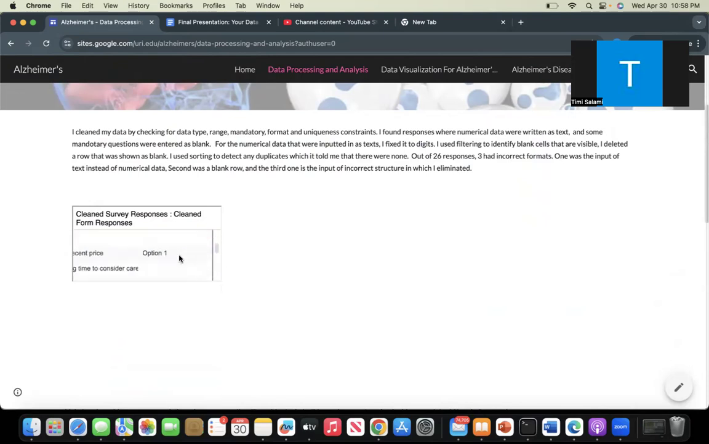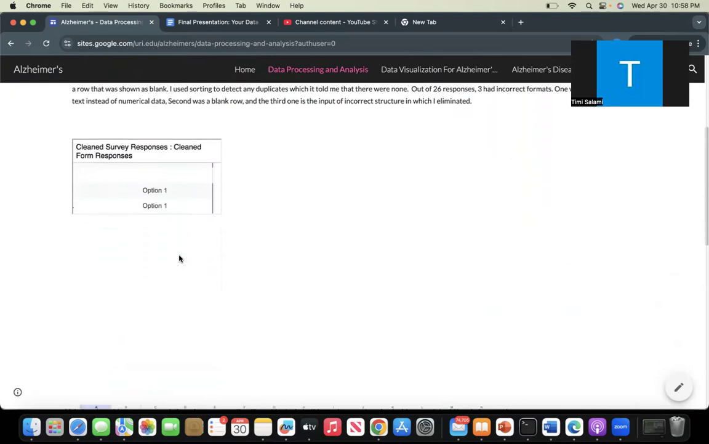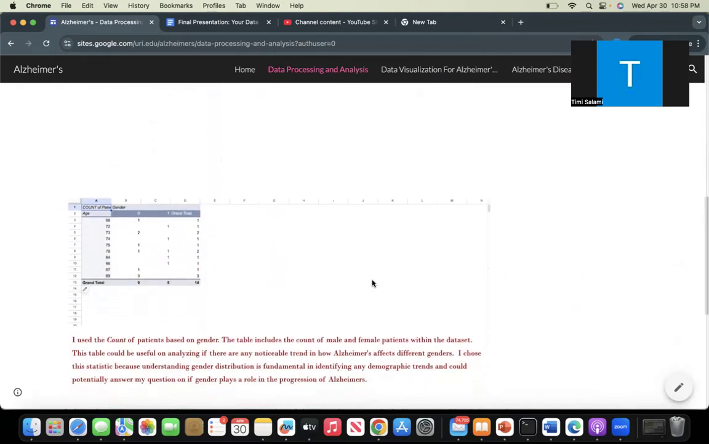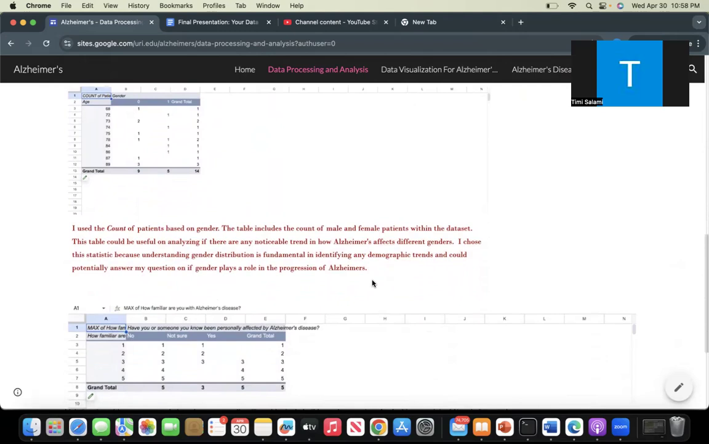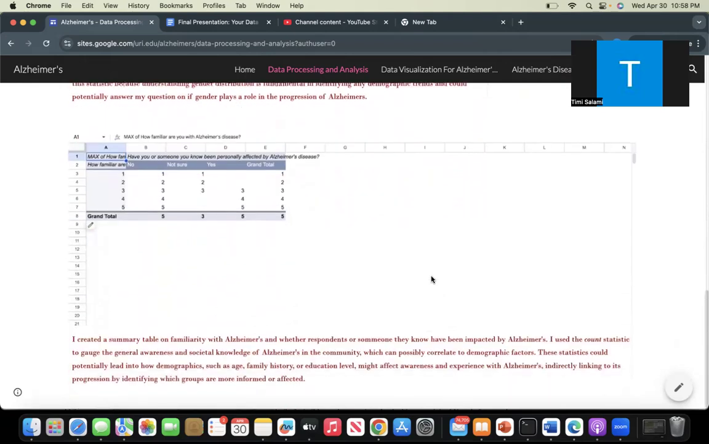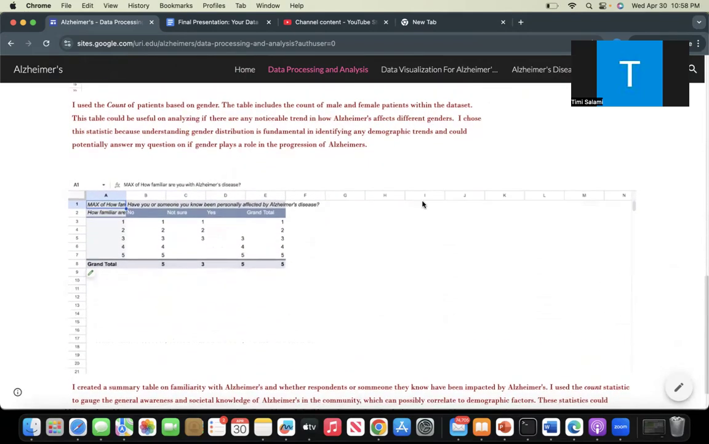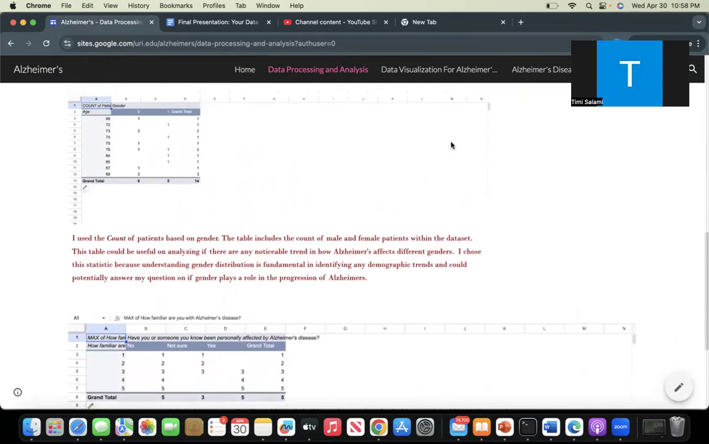And the results are also displayed here. I should have made this bigger, but yeah. One key result that I found from the survey is that 70% of people chose memory loss as the main symptom. And most people said early diagnosis is very important for treating Alzheimer's disease.